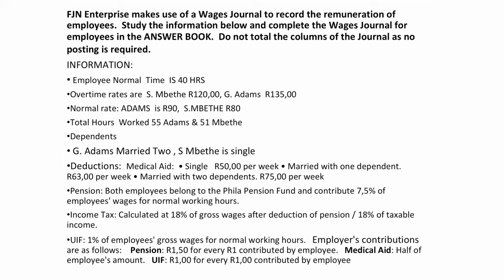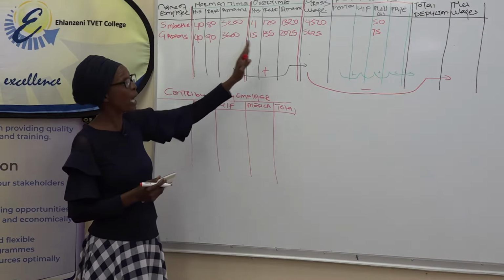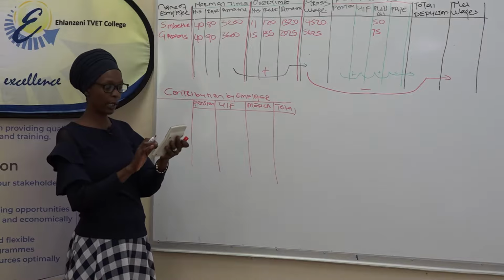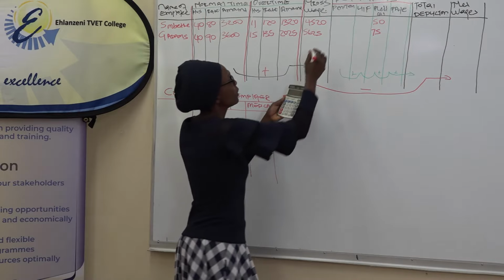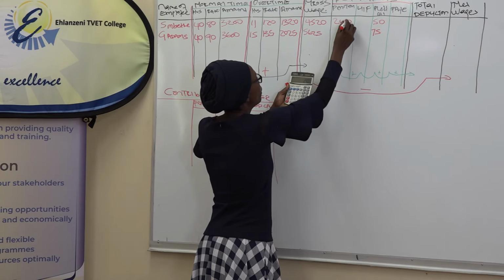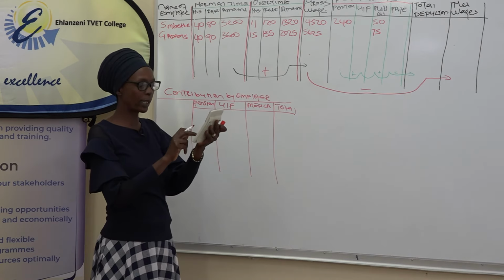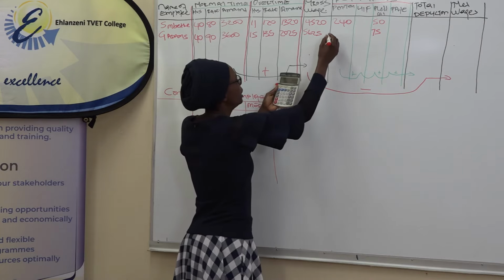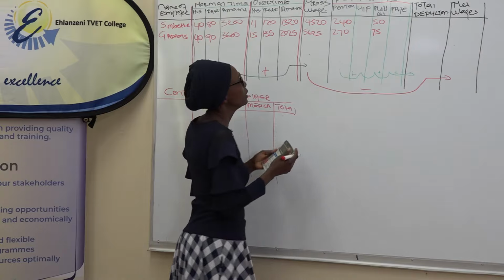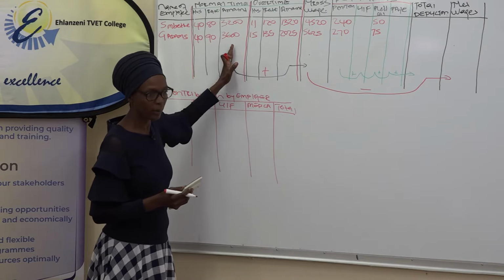The next bullet speaks about the pension contribution. It's 7.5% of the employees' wage for normal time. We have to use this amount to calculate the pension. Then we say 3,200 multiplied by 7.5%. Then the pension is 240 for the first employee. The second one, 3,600 times 7.5%. The pension is 270. It has been calculated using the normal.